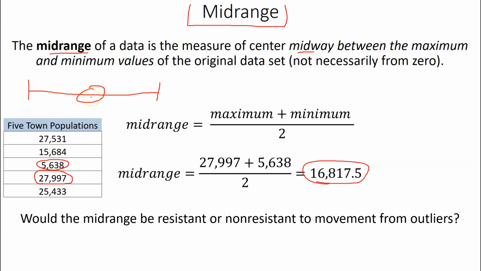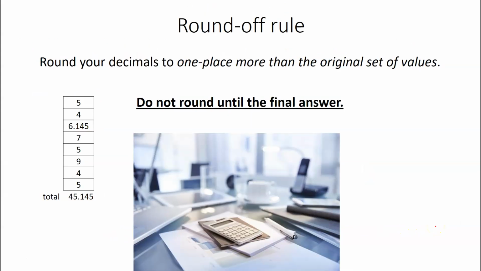The problem here is maybe we get something in the 15,000s to show up 20 times. Well, by just doing this, it really wouldn't help us then. So it can be a decent approximation for center, but if you have repetitious numbers in one category, then it's not a great representation of the center. So, question, would the mid-range be resistant or non-resistant to movement by outliers?